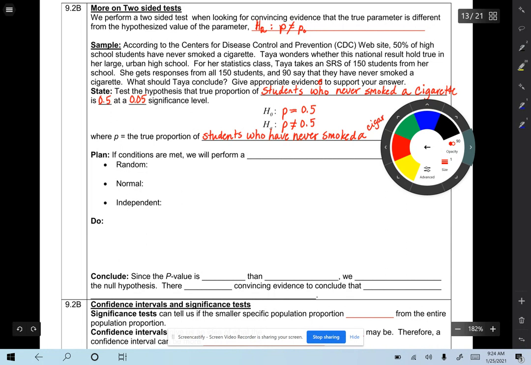If conditions are met, we will perform a one-sample z-test for proportions. Let's look at the conditions. Random: it is a simple random sample of 150 students.